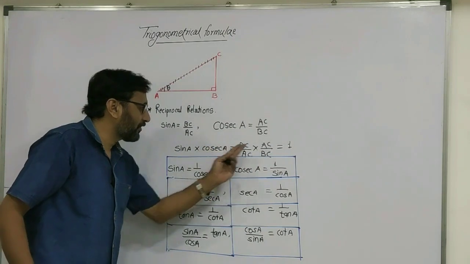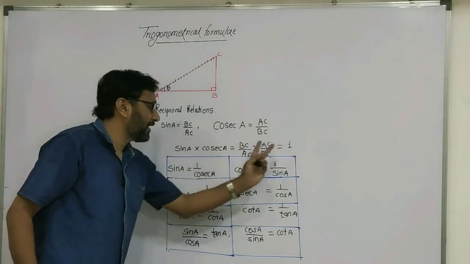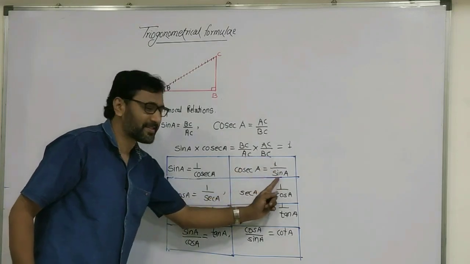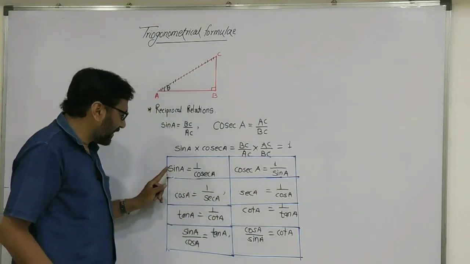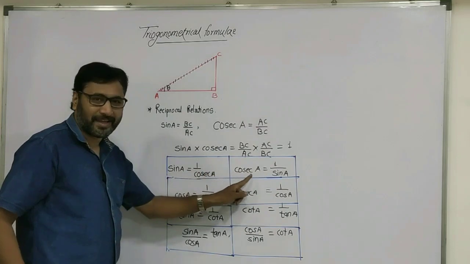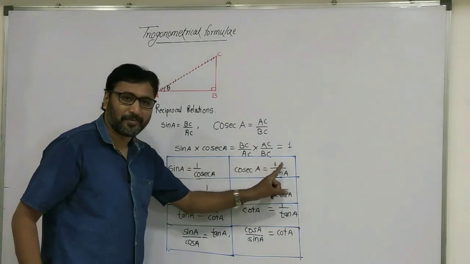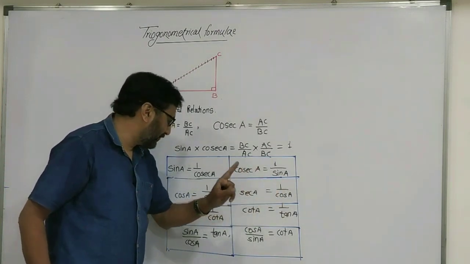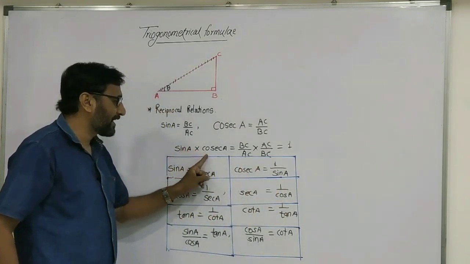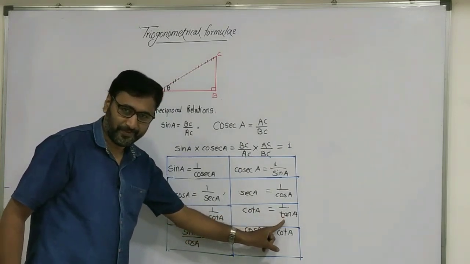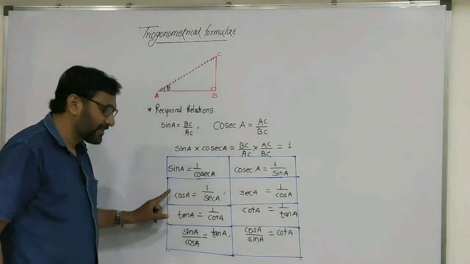If I take cosec A on right hand side, sine A would be equal to 1 upon cosec A, while cosec A is equal to 1 upon sine A. So this is the reciprocal relation between sine and cosec. Sine is equal to 1 upon cosec, cosec A is equal to 1 upon sine A. Similarly, we can prove cos A into sec A is equal to 1, tan A into cot A is equal to 1. Using that identity, we can find the formula.